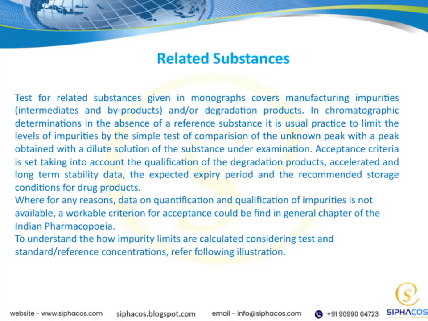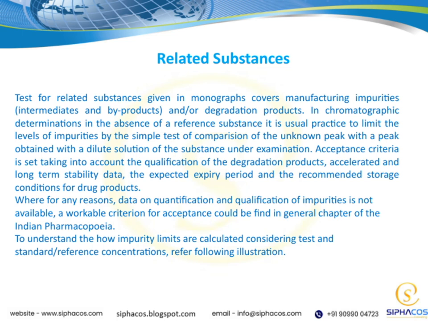Let's talk about the test for related substances as outlined in monographs. This test essentially covers impurities that can be found during manufacturing, including intermediates and byproducts, as well as degradation products that may form over time. When we perform chromatographic determinations without a reference substance, a common approach is to compare the unknown peak with a peak from a diluted solution of the substance we're examining. This helps us identify and control impurities effectively.